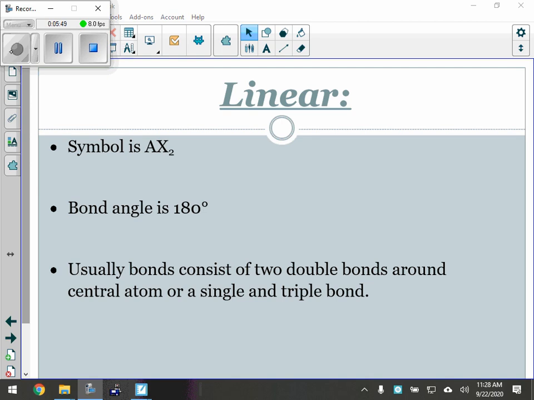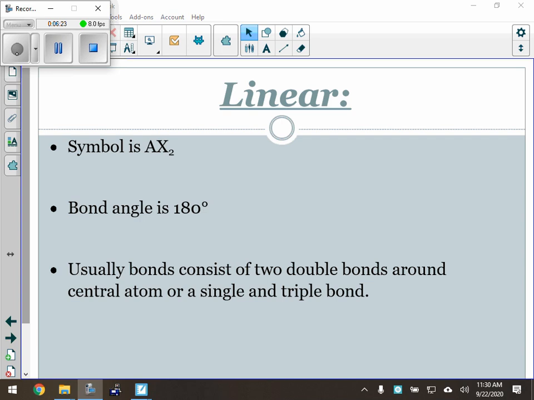Our first one, and you are going to have to copy this, is called linear. Linear has this symbol here, which is AX2. The bond angle is 180 degrees. We're going to have to know that as well. And this part's not super important, but you can still copy it: it usually has two double bonds or a single and a triple. I'll give you some examples of this structure. I'll let you just copy that.